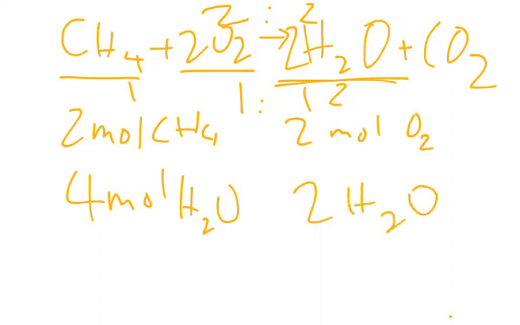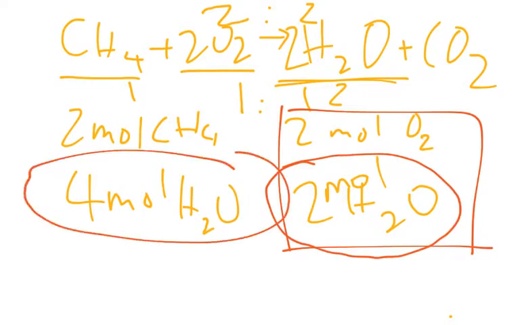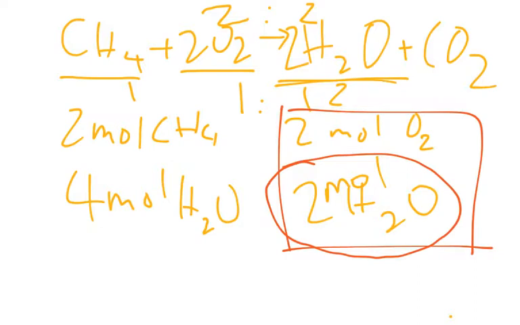And once again, we found our limiting reactant. That is the oxygen gas, since the oxygen gas produces less product because it produced 2 moles of water here, and meanwhile, the methane produced 4 moles of water. So this will limit our reaction and make us only produce 2 moles of water in total.